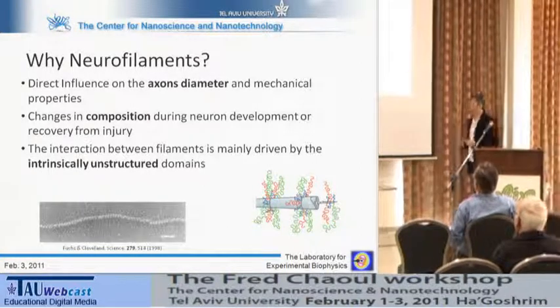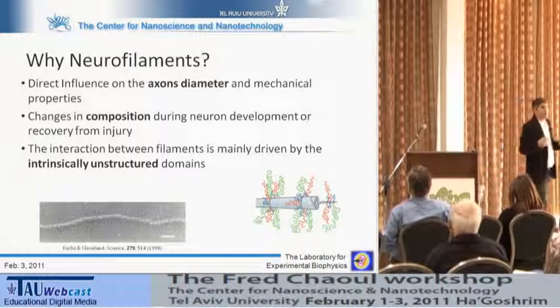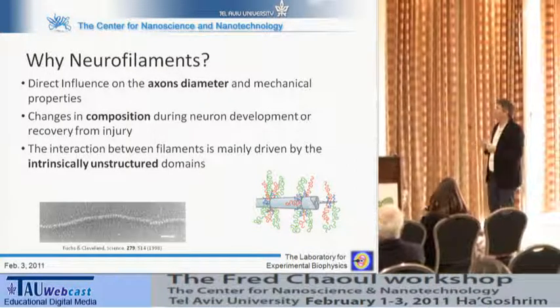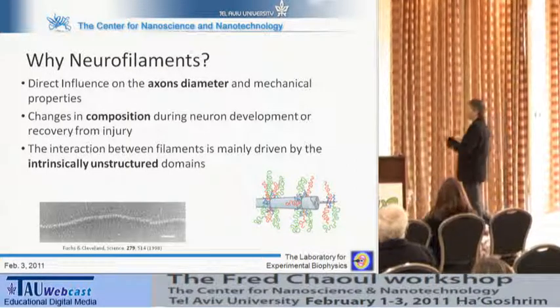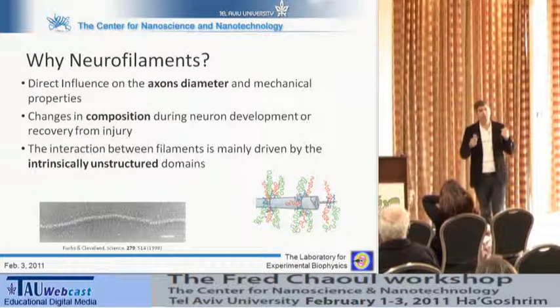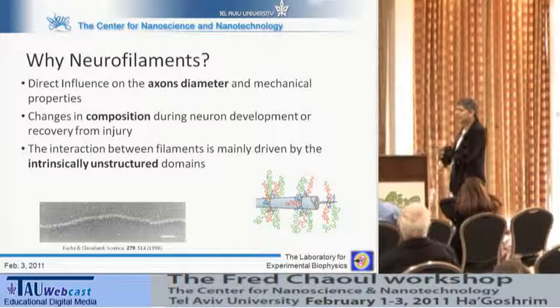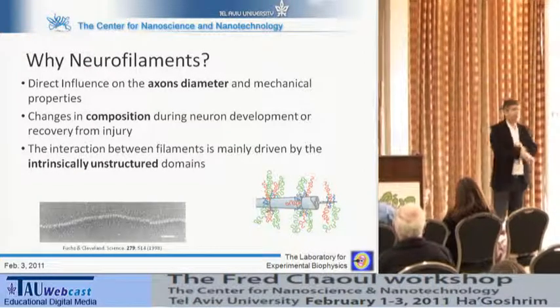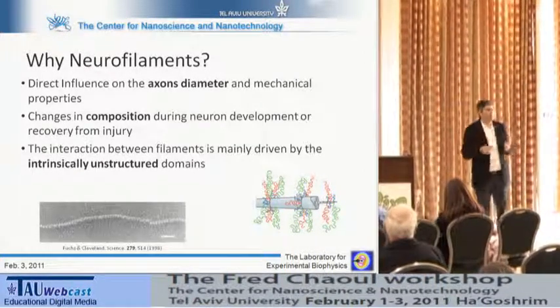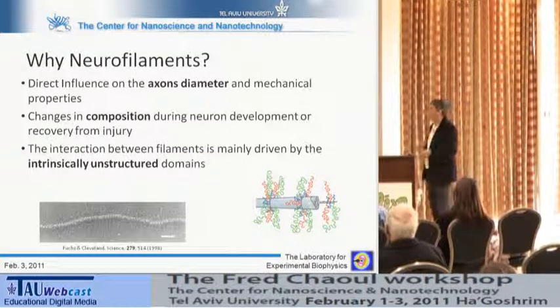And the last, which is, in my point of view, the most important, or the most interesting to me at least, is that all of the interactions between these neurofilaments are actually driven by unstructured domains, intrinsically unstructured domains of the protein. Meaning that it's not just covalent bonding between one place and another that will make the interactions in the end.